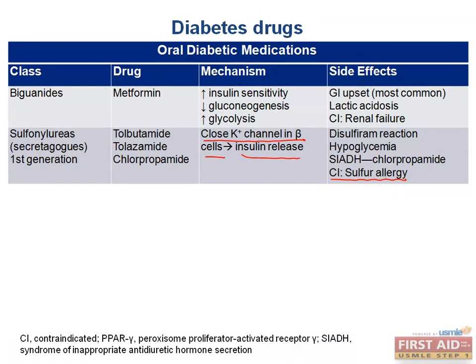The first generation includes tolbutamide, tolazamide, and chlorpropamide. The mainstay thing you need to know about these drugs is they are associated with disulfiram-like reactions, meaning if you take these drugs with alcohol you can have headaches, nausea, and vomiting. Of note, chlorpropamide is associated with SIADH.